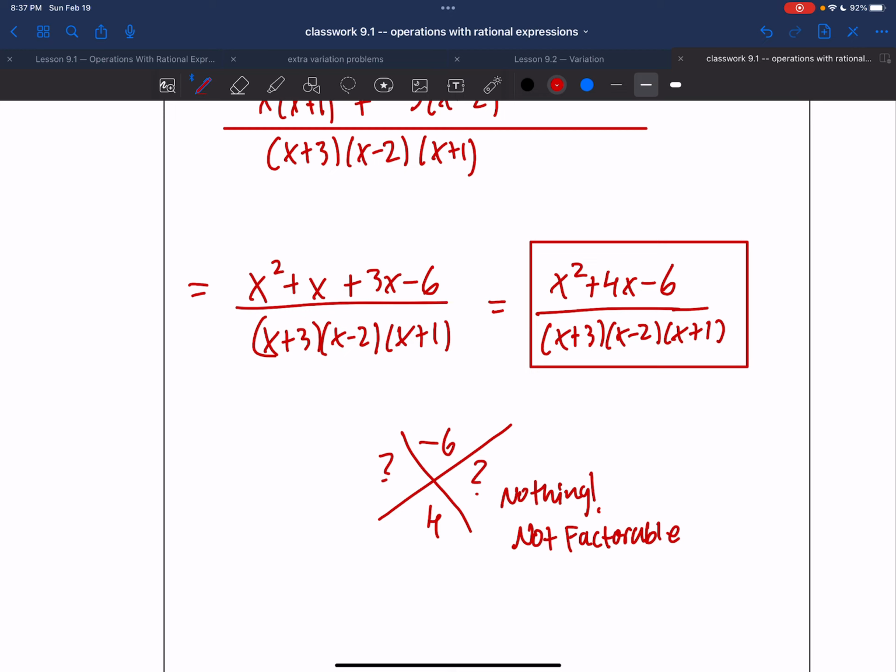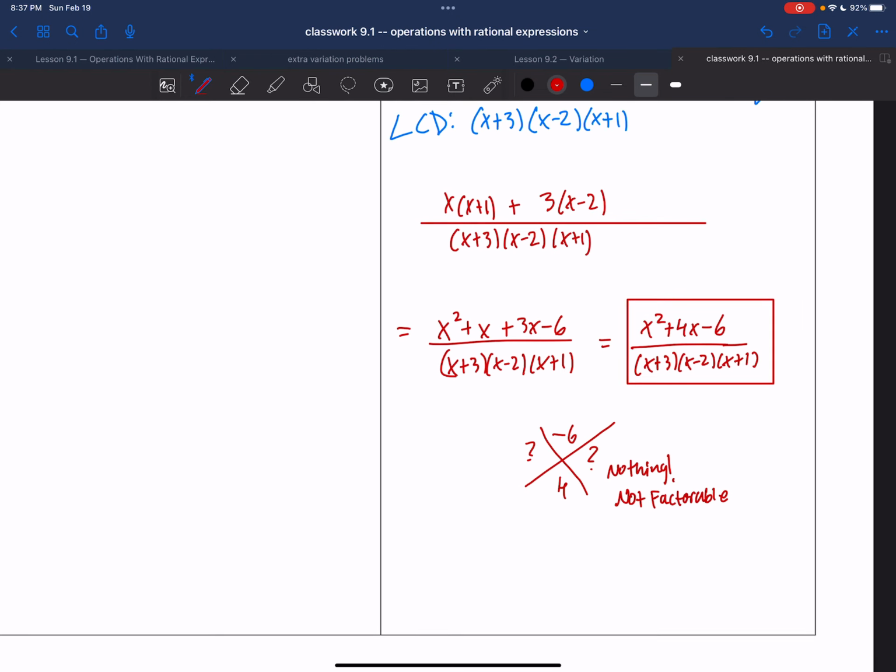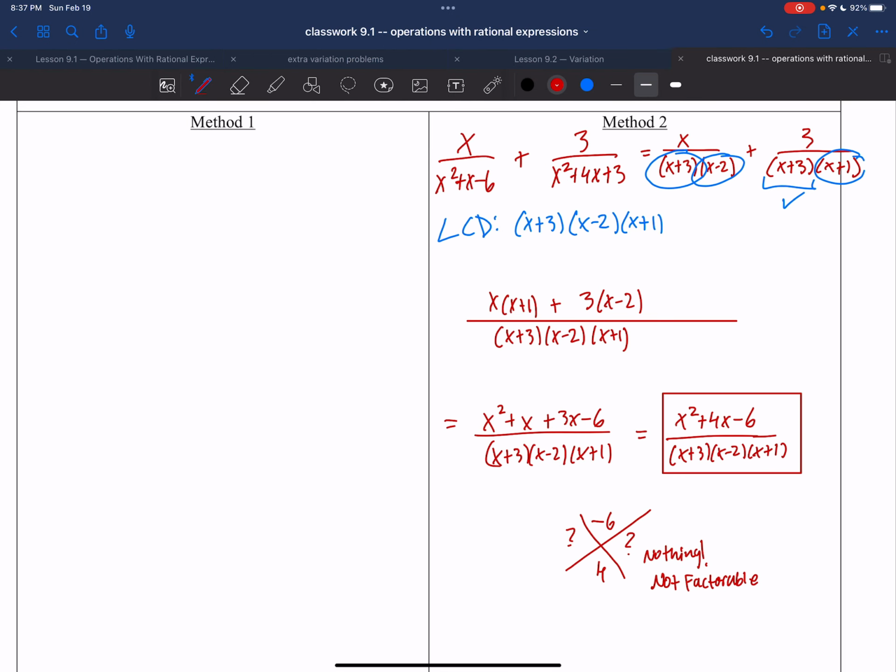Whew. And there it is. That is how you identify a least common denominator. You essentially just look, factor every denominator, and then list every factor you need such that every denominator has its factor in the LCD. Okay?